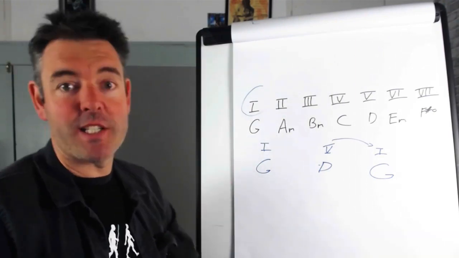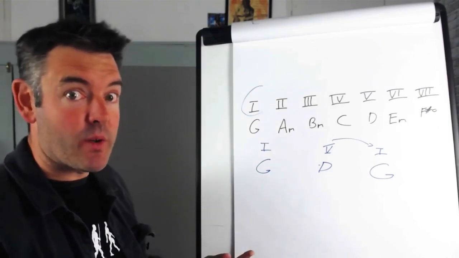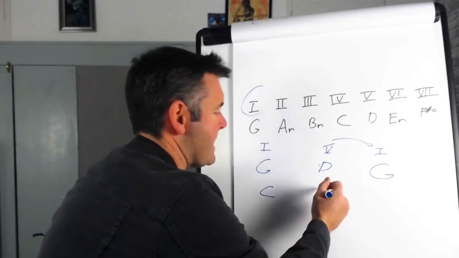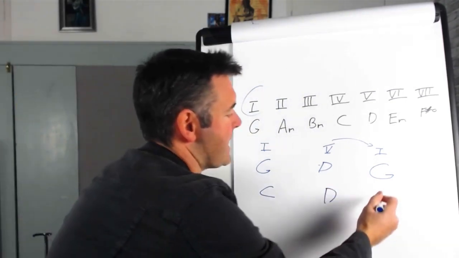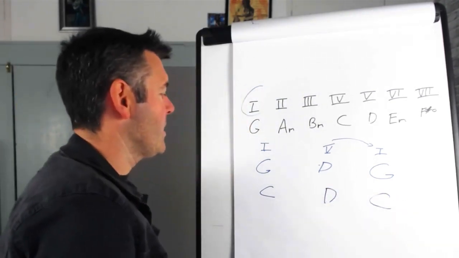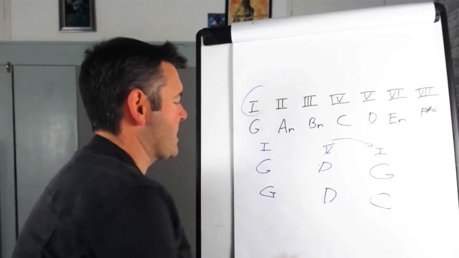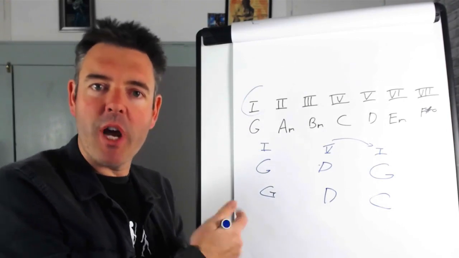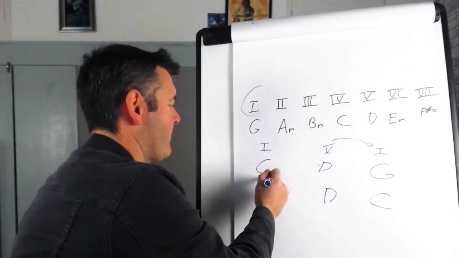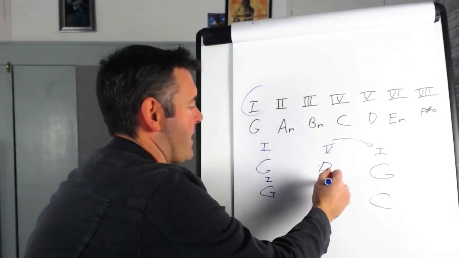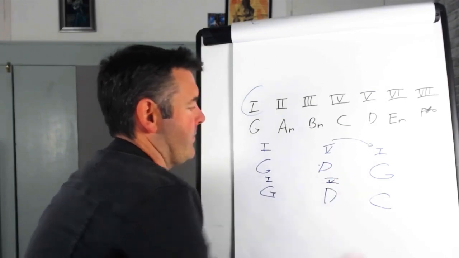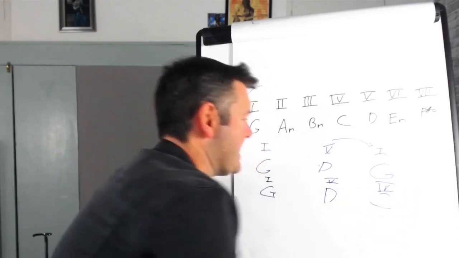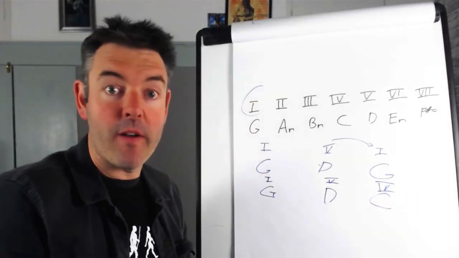So we could flesh this out with a few other things. Let's say you had a song in the key of G that was going G, D, C. Oops. So what would that one be? G, D, C. Well, we could describe that as being G is 1. We know that D is 5. And C is 4. So we could describe G, D, C as being 1, 5, 4.